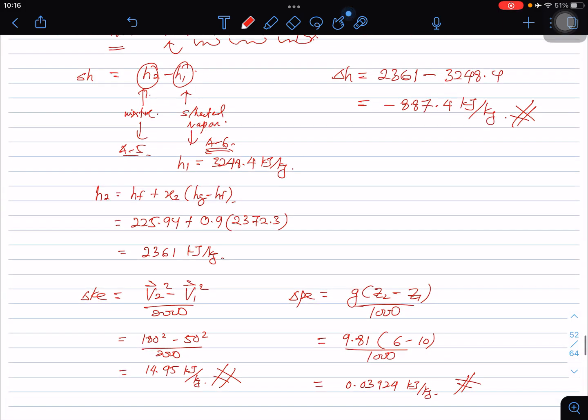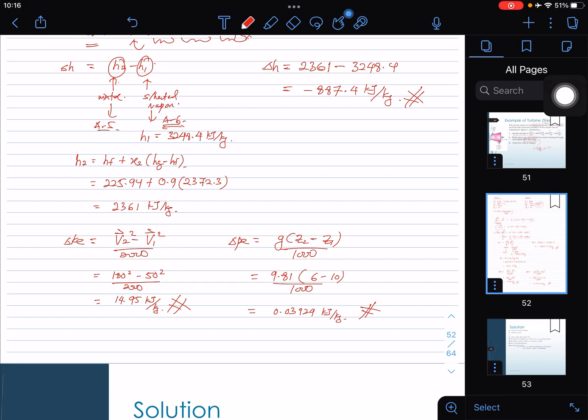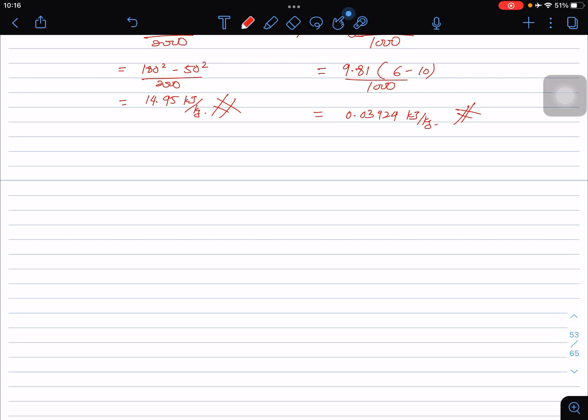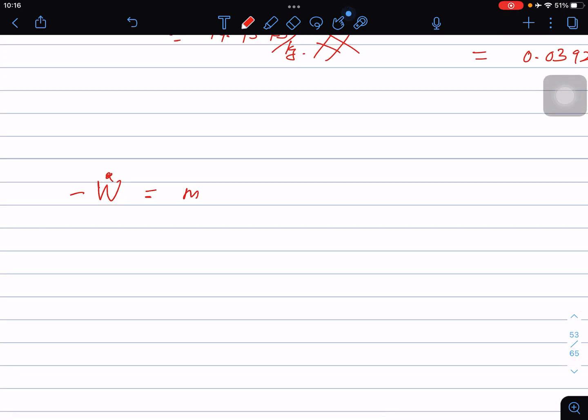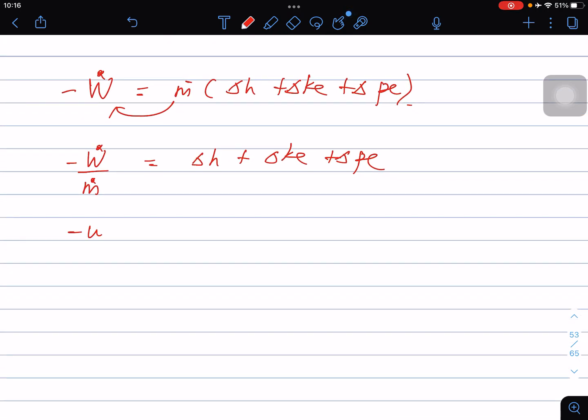Okay, so in order to get a small w, we need to rearrange the steady flow energy equation into another form. Basically we have three forms: kilowatt, kilojoule per kilogram. So from this negative W dot, which I just used from this equation, equal to m dot (delta H plus delta KE plus delta PE), we can just divide W dot by m dot to get a small w. So it becomes delta H plus delta KE plus delta PE, so it becomes negative w, and the unit will be in kilojoule per kilogram.